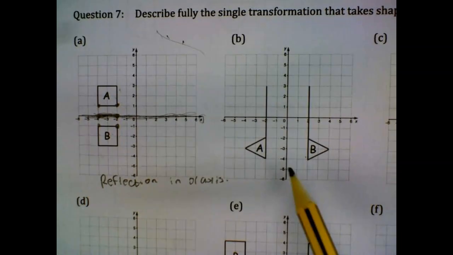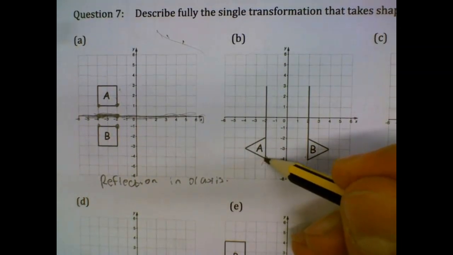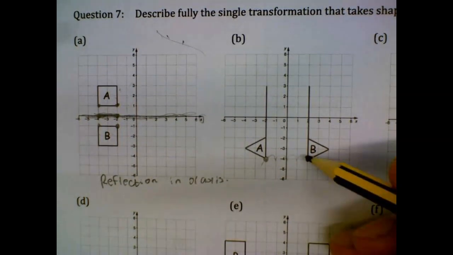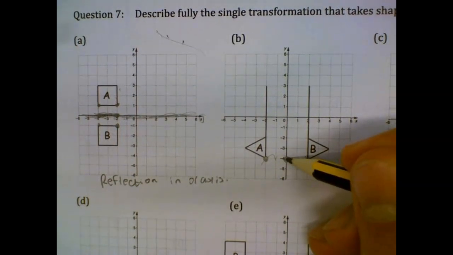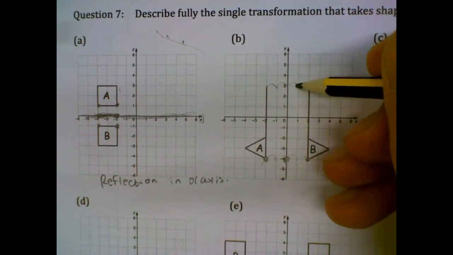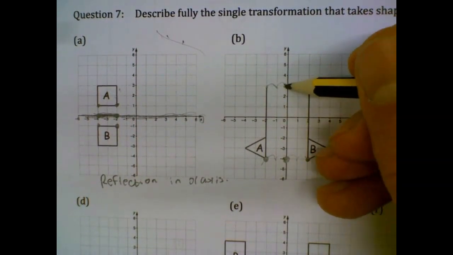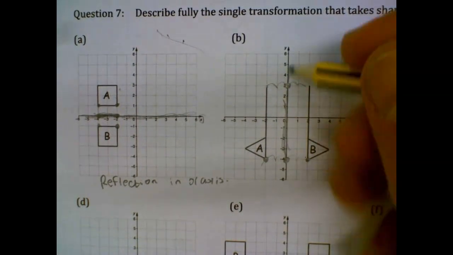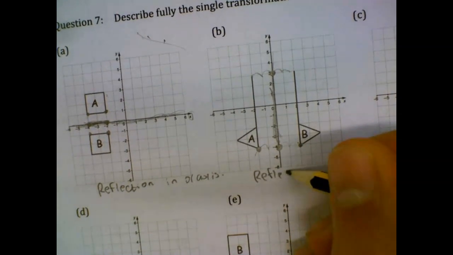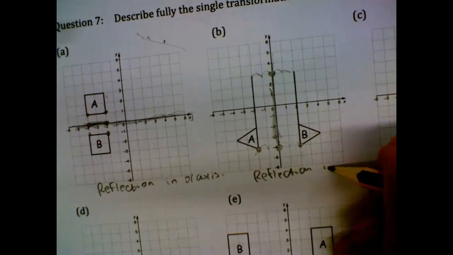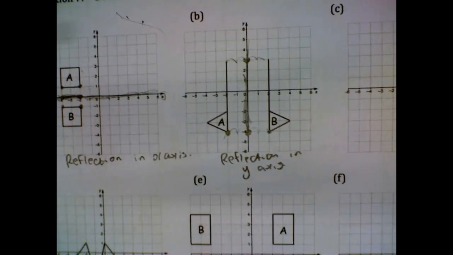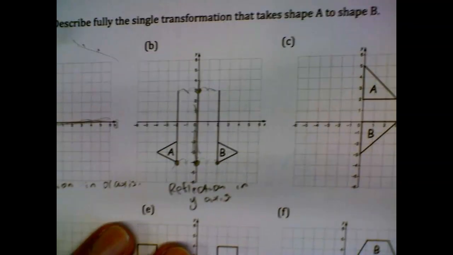Let's look at this next one. We can see between them. So let's pick this point and this point. The distance between them is 4 squares, look. So halfway is 2. Let's pick this point at the top of the stick. The distance between them is 1, 2, 3, 4. So halfway is 2. And we can see this time the line that joins them up is the y-axis. So it is a reflection in the y-axis. So reflection in the y-axis.